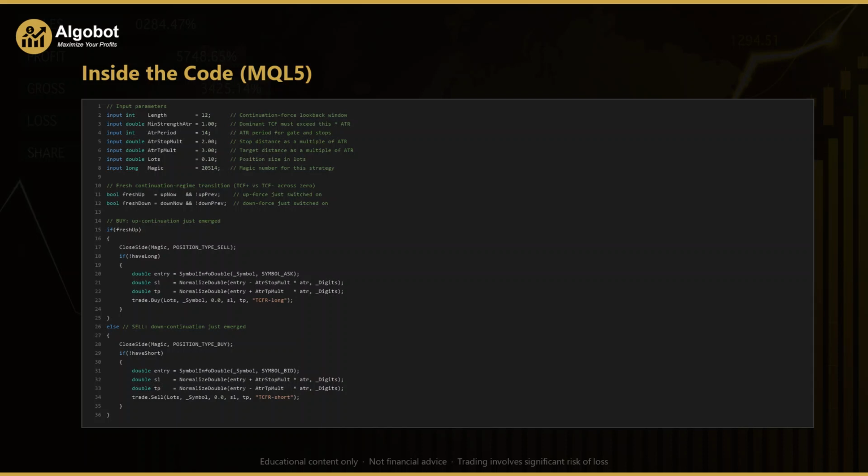The sell block is the exact opposite. When fresh down is true, it closes any long, and if it isn't already short, it reads the bid price, sets the stop 2 times ATR above entry and the target 3 times ATR below, and calls trade.sell. Both sides are symmetric, and both define their risk before the trade is placed.